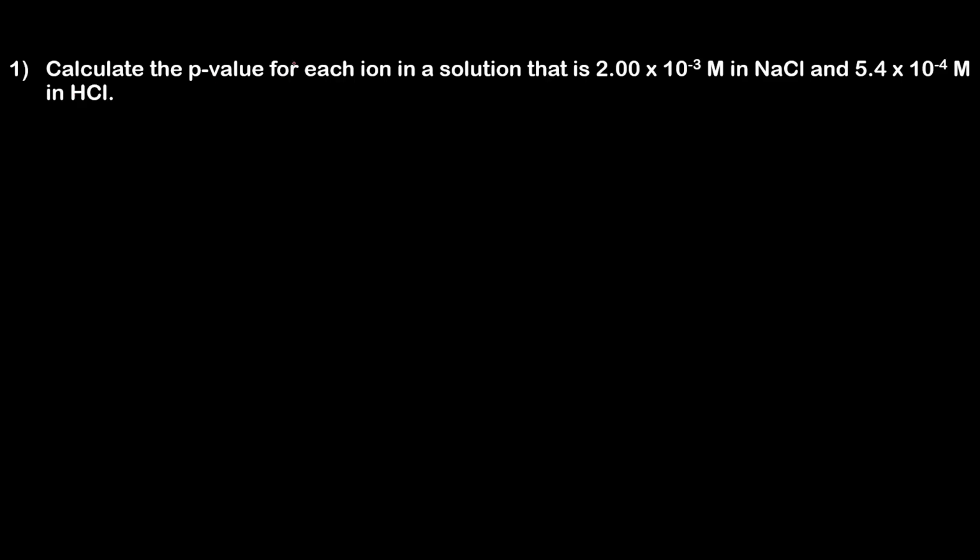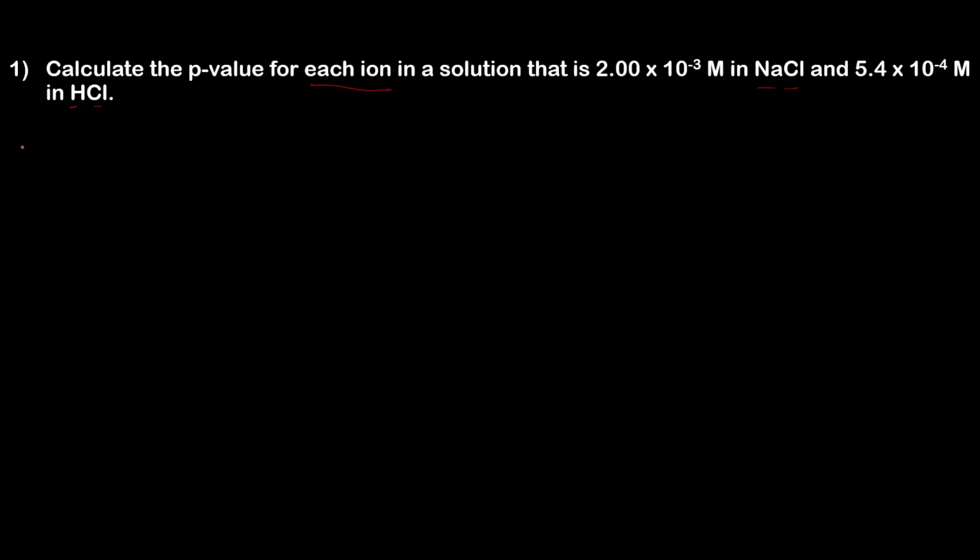Calculate the p-value for each ion in a solution that is 2 times 10 to the negative 3 molar in NaCl and 5.4 times 10 to the negative 4 molar in HCl. So let's understand the question first. We must calculate the p-value of each ion, meaning we need to look at the individual ions.